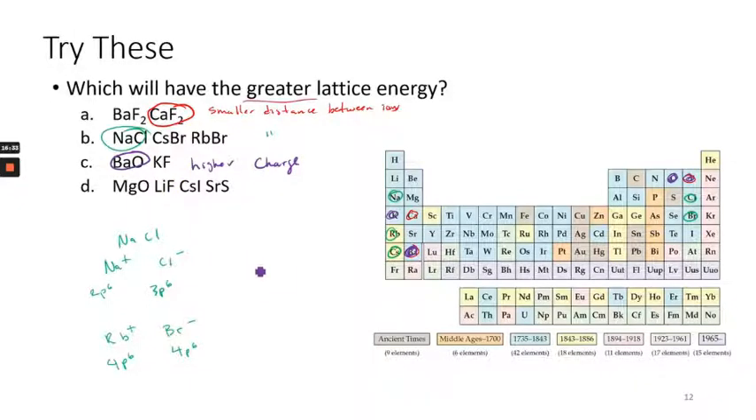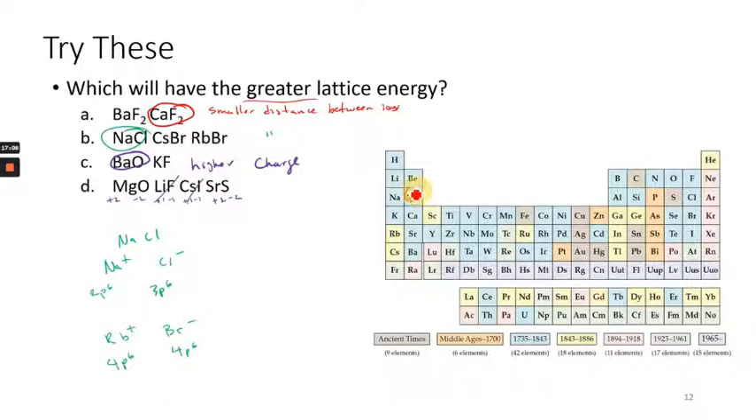So now the last example, you have magnesium oxide, which is +2 -2, lithium fluoride +1 -1, cesium iodide +1 -1, +2 -2. So you know the +1s are going to be smaller, so we could just get rid of them. Now let's compare. Let me erase all these circles here. Let's compare magnesium oxide and strontium sulfide.